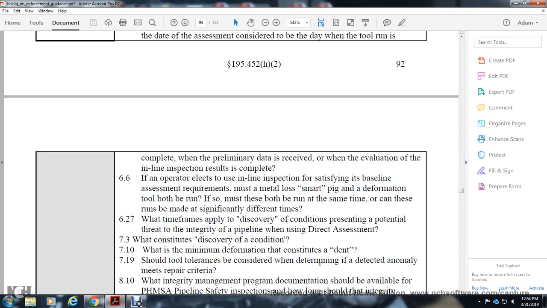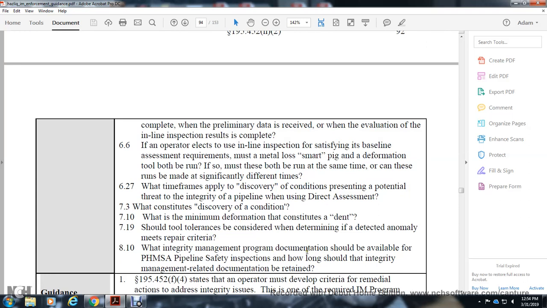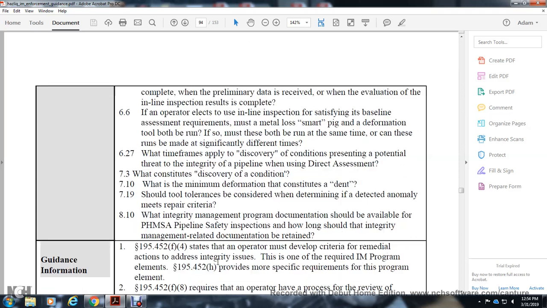For the tolerance, consider the determination of the detected anomaly with repair criteria 8-10, with the integrity management program documentation available to the Pipeline and Hazardous Materials Safety Administration for pipeline safety inspection. How long should integrity management related documentation be retained? Guidance information.